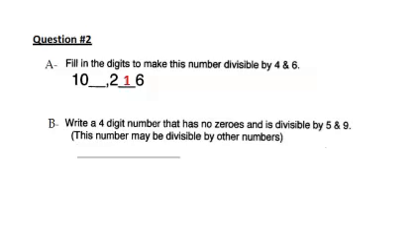Now, to be divisible by 6, that means it should be divisible by 3. So I need to add the digits. So 6 plus 1, 7, plus 2, 9, plus 1, 10. So I still need 8 in order to make it divisible by 3 because 18 is divisible by 3. So I put here first 2 or 5 or 8. So all of these are possibilities.